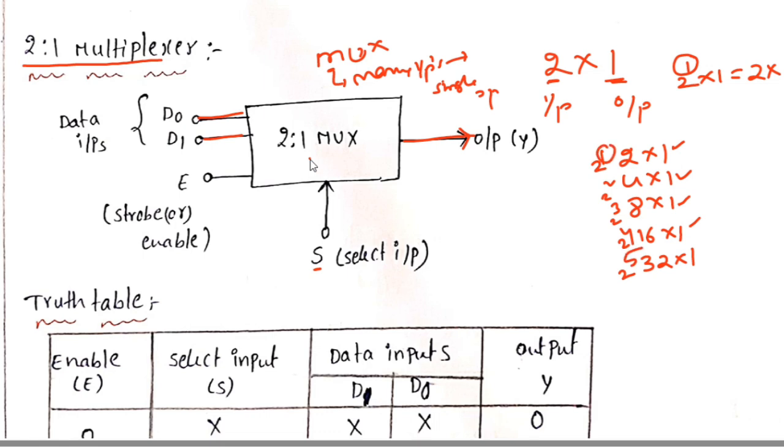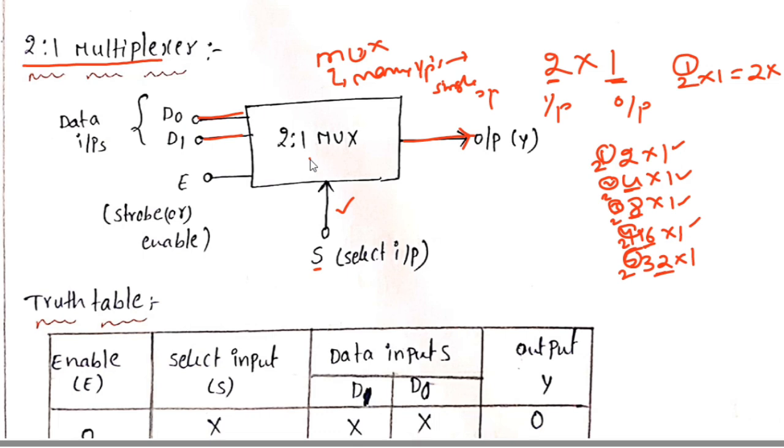So 2 by 1 means a single selection line is required. If you are going for 4 by 1, 2 selection lines are required. For an 8 by 1 multiplexer, 3 selection lines. For a 16 by 1 multiplexer, 4. For 32 by 1, 5 selection lines are required.